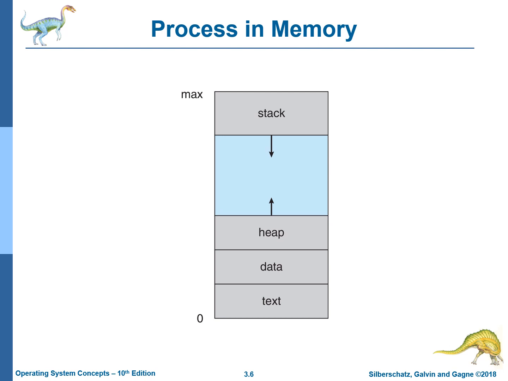Process memory is divided into four sections as shown in the figure below. The text section comprises the compiled program code, read in from non-volatile storage when the program is launched. The data section stores global and static variables, allocated and initialized prior to executing main. The heap is used for dynamic memory allocation and is managed via calls to new, delete, malloc, free, etc. The stack is used for local variables.